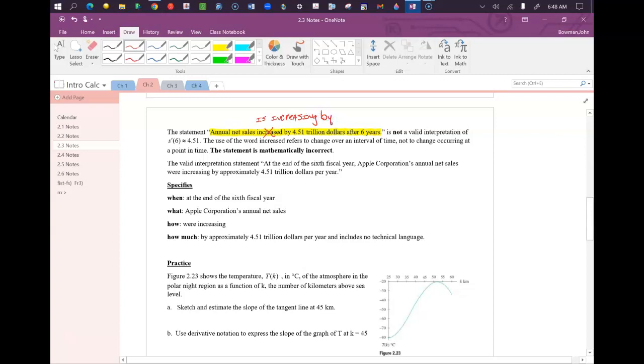by. And the idea here is that saying increased or decreased is basically saying over some period of time, and that's not what a derivative is. A derivative is at this moment what is happening to the rate of change. So when you're interpreting derivatives, be specific: when, what, how, and by how much. And by how much, we want to make sure that we include units as well.